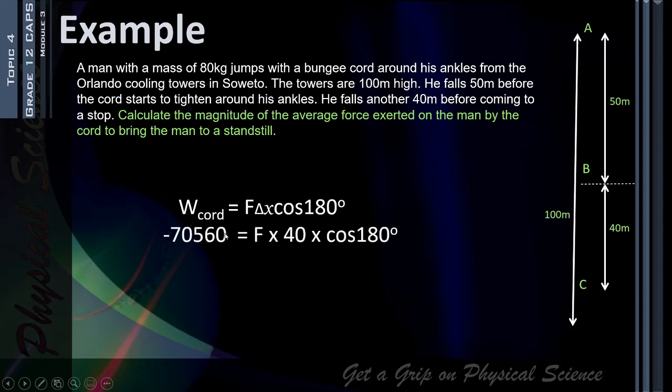And that is the substitution, negative 70,560 joule, and that will be equal to the force multiplied by the displacement of 40 meters multiplied by the cos of 180, which is negative 1. And that gives us a force of 1,764 Newton. No direction, because they asked us for the magnitude of the force.